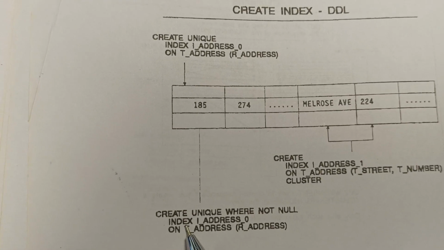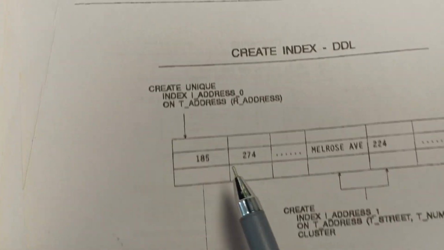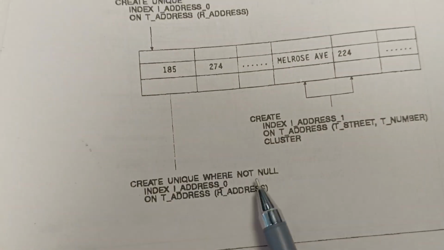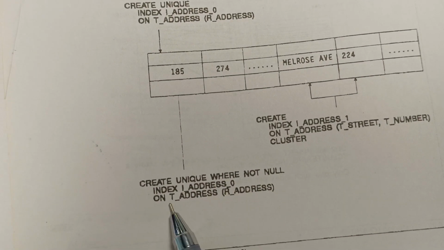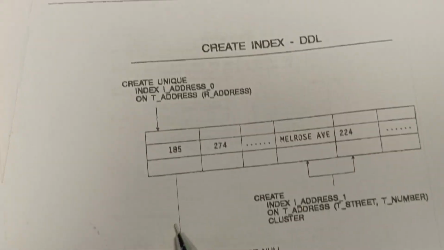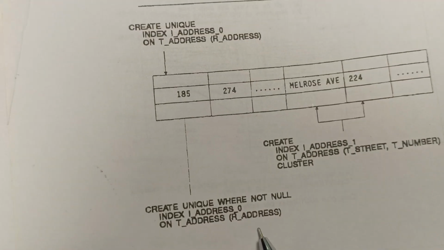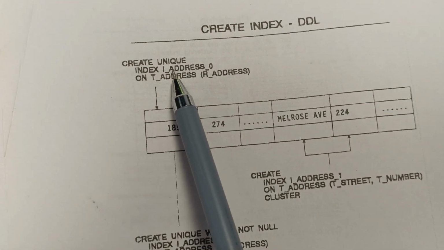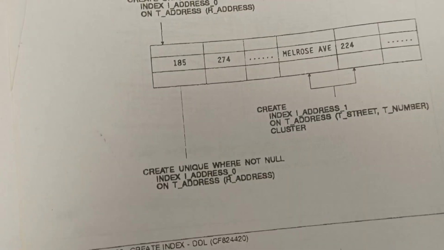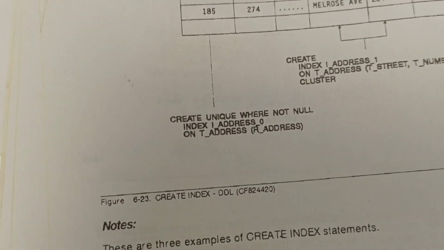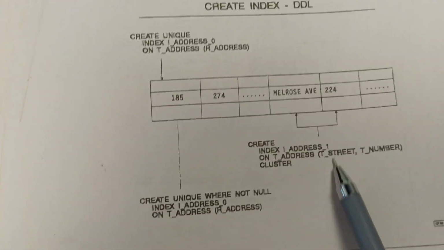Similarly, here I create a unique index with the same syntax, but I have mentioned where not null, an index name and a table name here. This is one of the methods we can use: unique index, or unique where not null. These are three examples of create index statements.